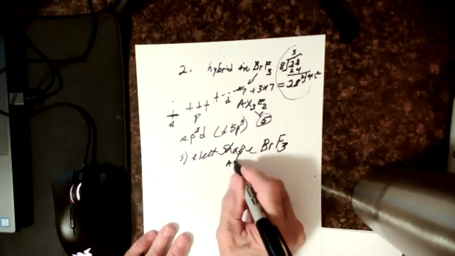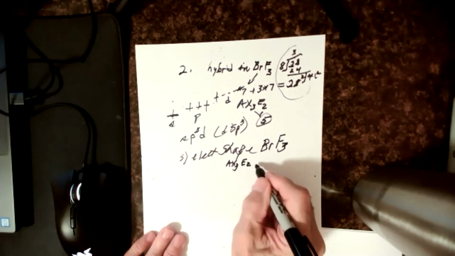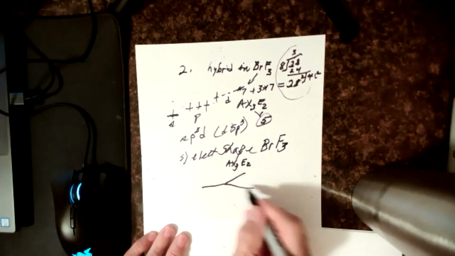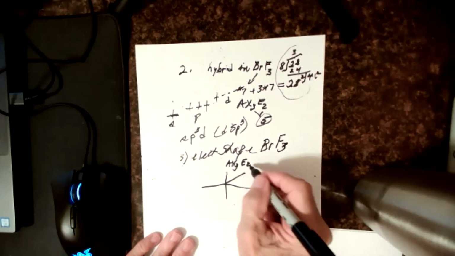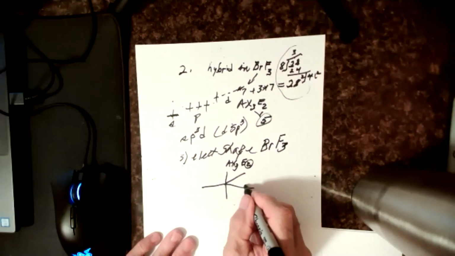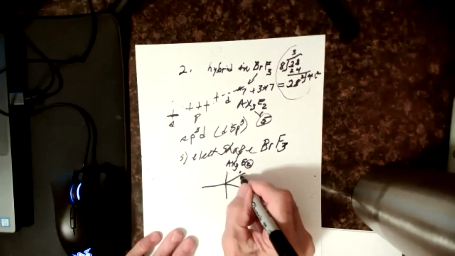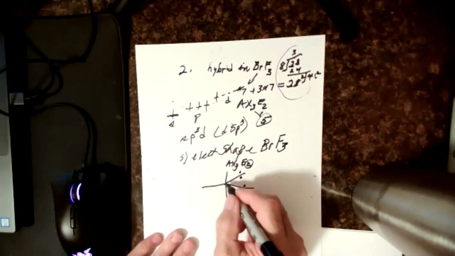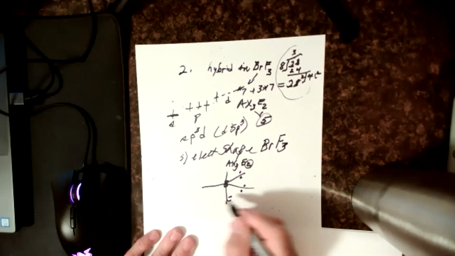It's an AX3E2. 3 and 2 is 5. It's trigonal bipyramid, so I can draw my trigonal bipyramid shape. Now it's got 2 lone pairs on it, and they go in the equatorial plane. To make it easier to see what the molecular shape is, I'm going to put them in these 2. They would both go in the equatorial plane. So I'm going to have bromine right here, the 3 fluorines here.